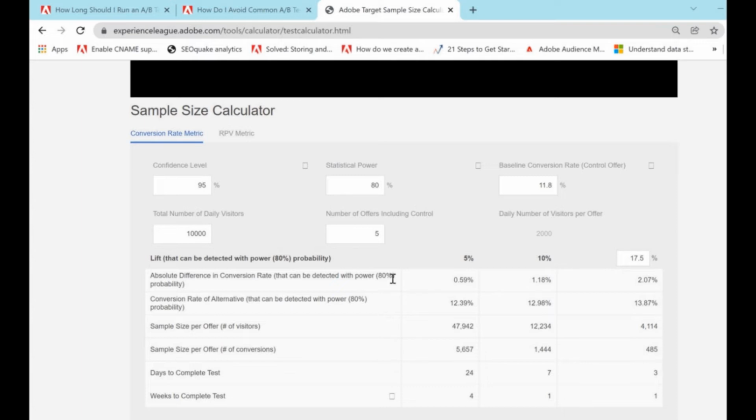Now it's very important for us to understand the relationship between these different variables. So for a 10% lift, it will require 7 days to complete the test. And this is one of the most important questions asked in the certification exam as well: the relationship between these different variables. Like for example, if you change the confidence level, how will the time taken to complete the test be impacted? And so on and so forth. And for that, you need to play around with this calculator to get a better understanding.